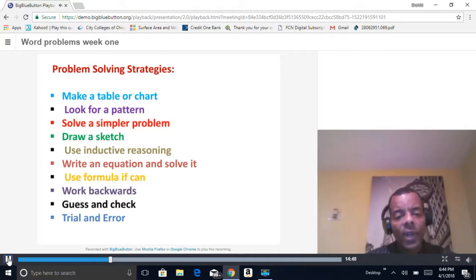Another strategy or tool is to use inductive reasoning. Now that sounds good, but what is it? Inductive reasoning is simply looking for a pattern and then making a prediction from that pattern. So if something happened on day 2, something else happened on day 4, something else happened on day 6, then you might predict the next thing is going to happen when? Absolutely correct. On day 8, because you used inductive reasoning.